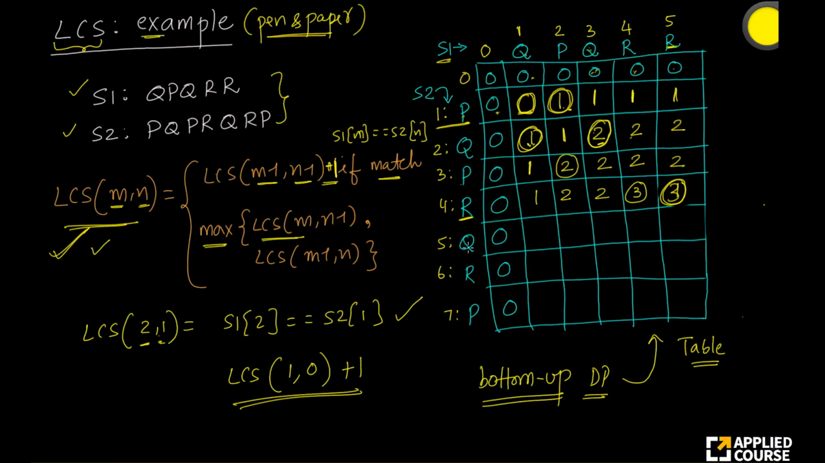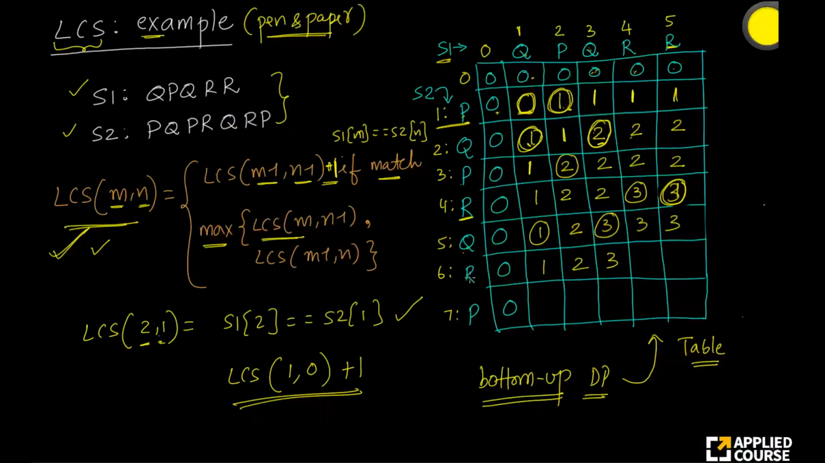Okay. So here, let's see. Q and Q, they match. Look at this. Q and Q match. So what should I do? I should take this 0 and add 1 to it. Right? Now Q and P do not match. So I take the max of both of them and place it here. Now Q and Q match. Right? Look at this. This is Q and this is Q. Q and Q match. So what should I do? I should take this 2 and add 1 to it. And also circle it.